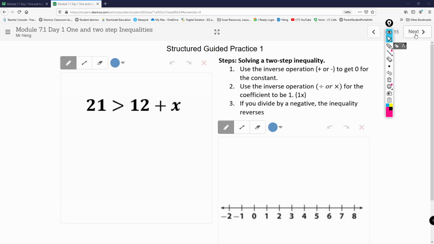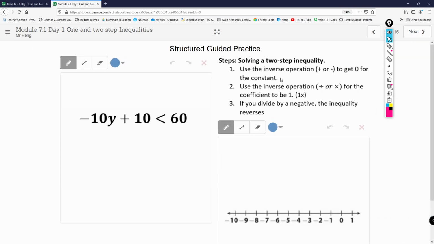Let's move on to another one. This one looks pretty similar. This one right here is a little different, and the reason why is because now not only are we going to make the constant a 0 and the coefficient a 1, but if you divide by a negative, the inequality reverses. So keep that in mind when we do this. Again, we're going to do that line thing, right? We're going to subtract 10.